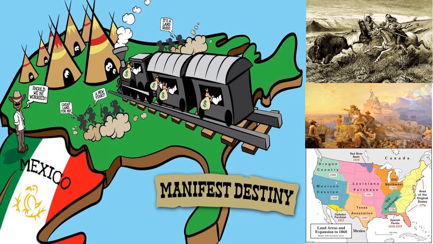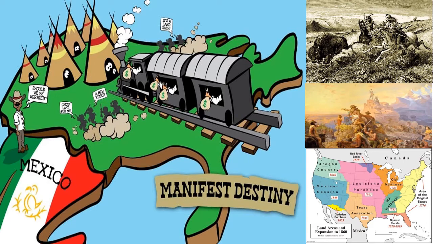Manifest destiny, a phrase coined in 1845, is the idea that the United States is destined by God to expand its dominion and spread democracy and capitalism across the entire North American continent. The philosophy drove 19th century U.S. territorial expansion and was used to justify the forced removal of American Indians and other groups from their homes.